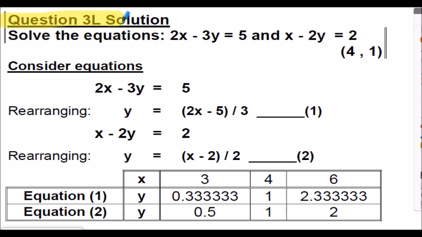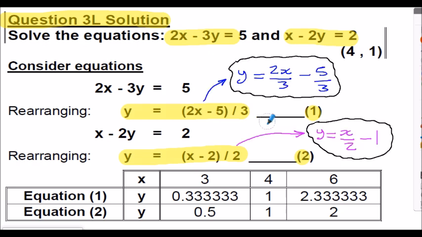Question 3L solution. Again, we're given two equations in the question. We're not told in this particular case what range to plot, so you need to rearrange the equations, shown here equation 1 and equation 2, and then sketch the curves as best you can to determine the range of x.